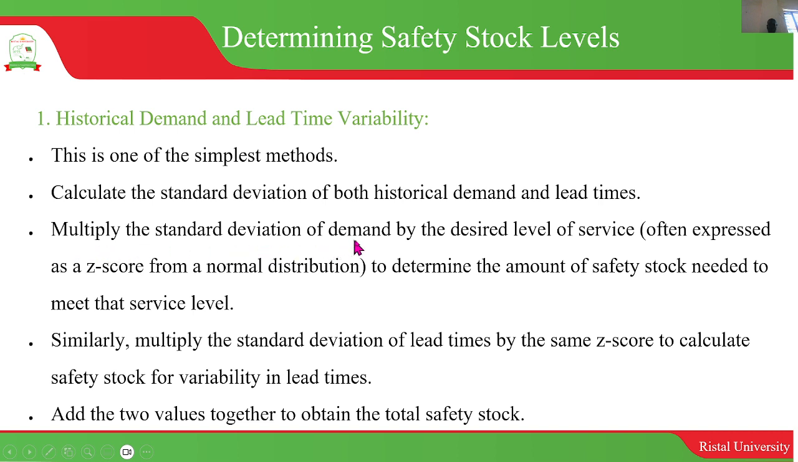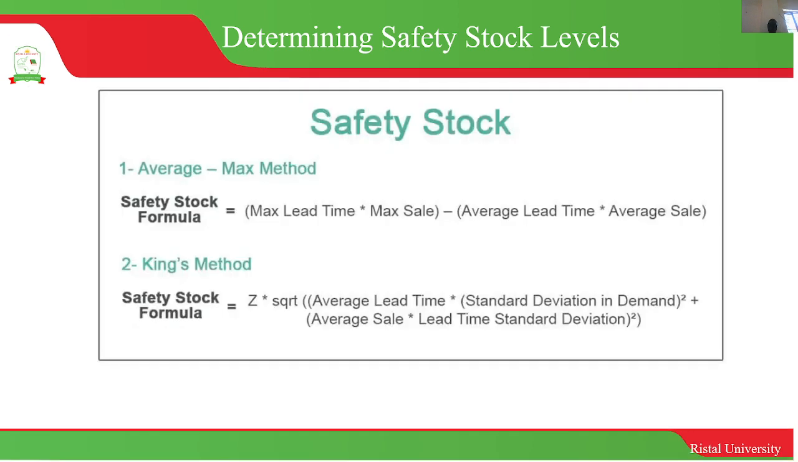We can multiply the standard deviation of the demand by the desired level of the service, often expressed as a Z-score from a normal distribution, to determine the amount of safety stock needed to meet the service level. Similarly, we can also multiply the standard deviation of the lead times by the same Z-score to calculate safety stock for variability in lead times. And then we can add the two together, and this will give us the total safety stock that we need. We shall see more in the coming slide just to illustrate this with some example.